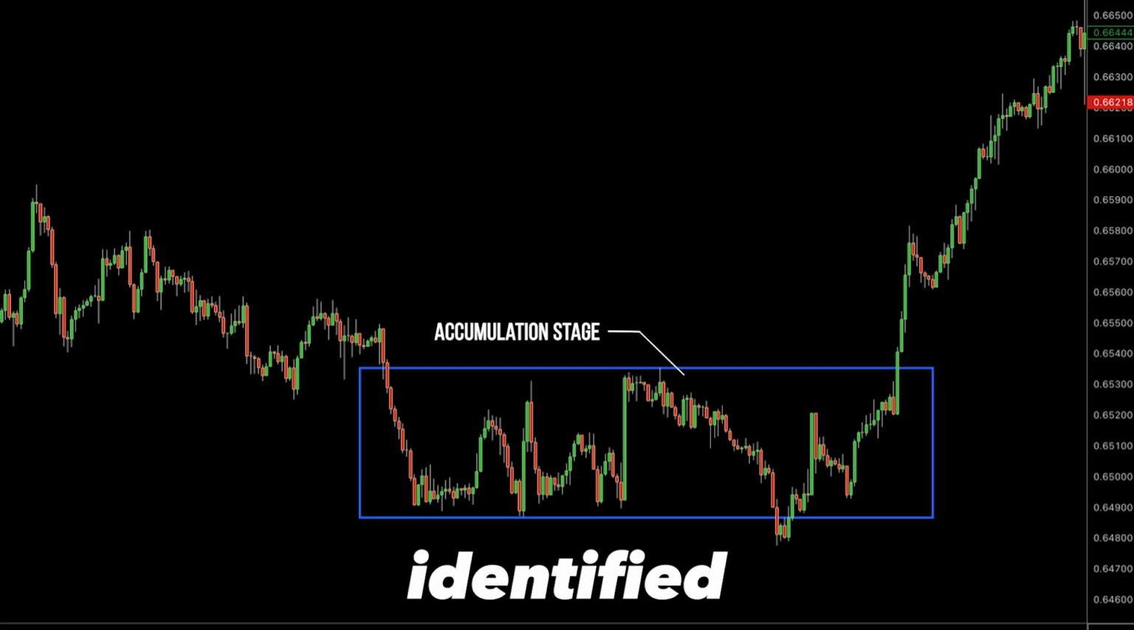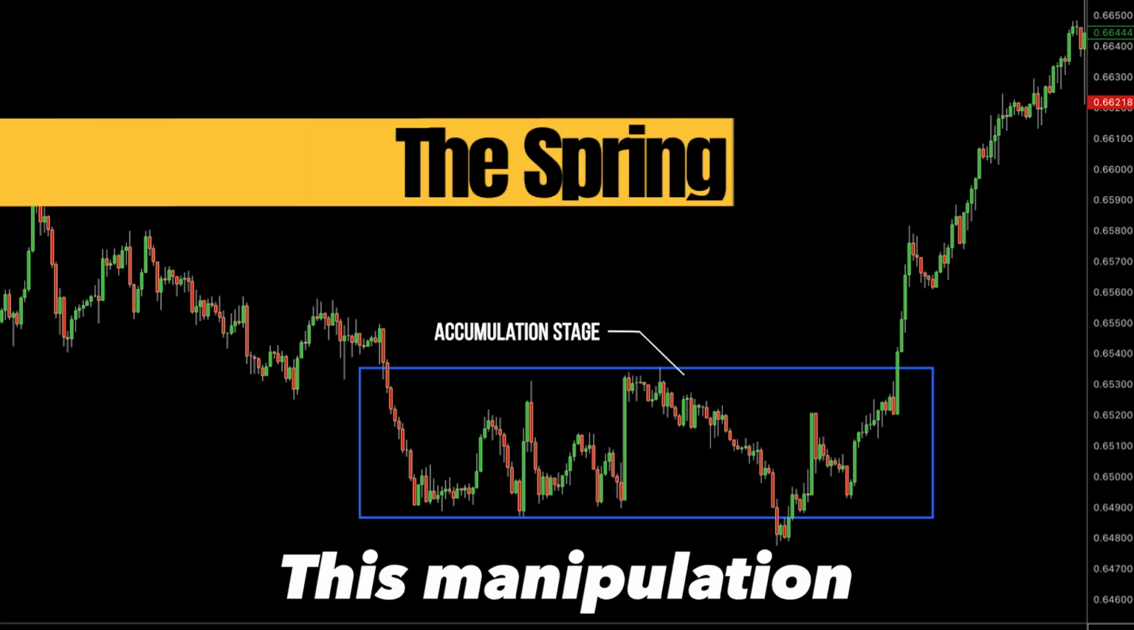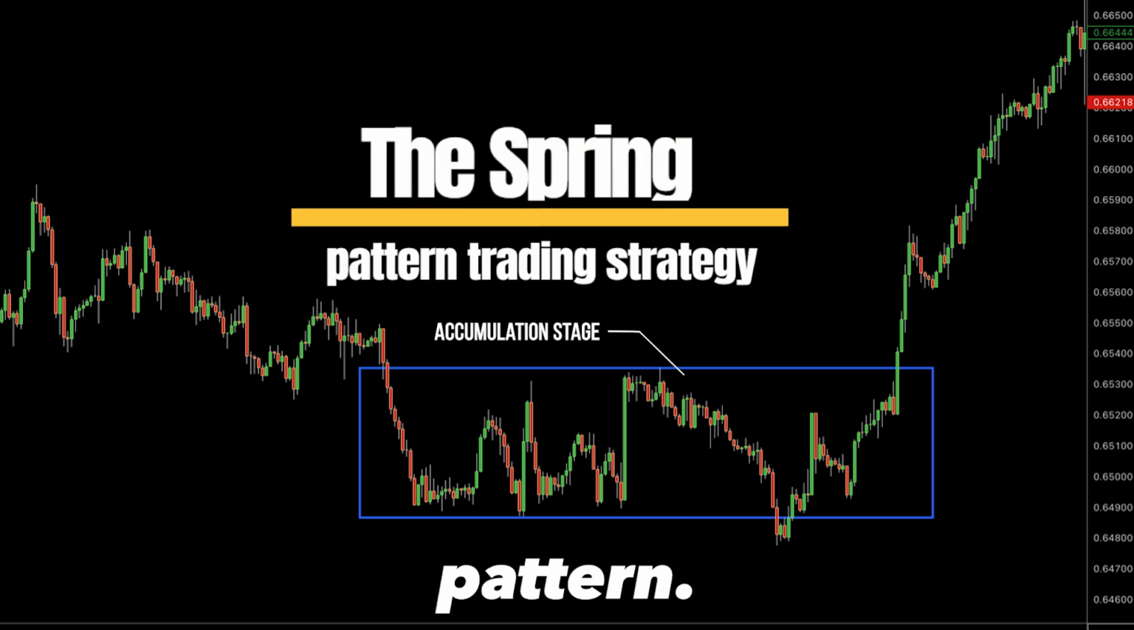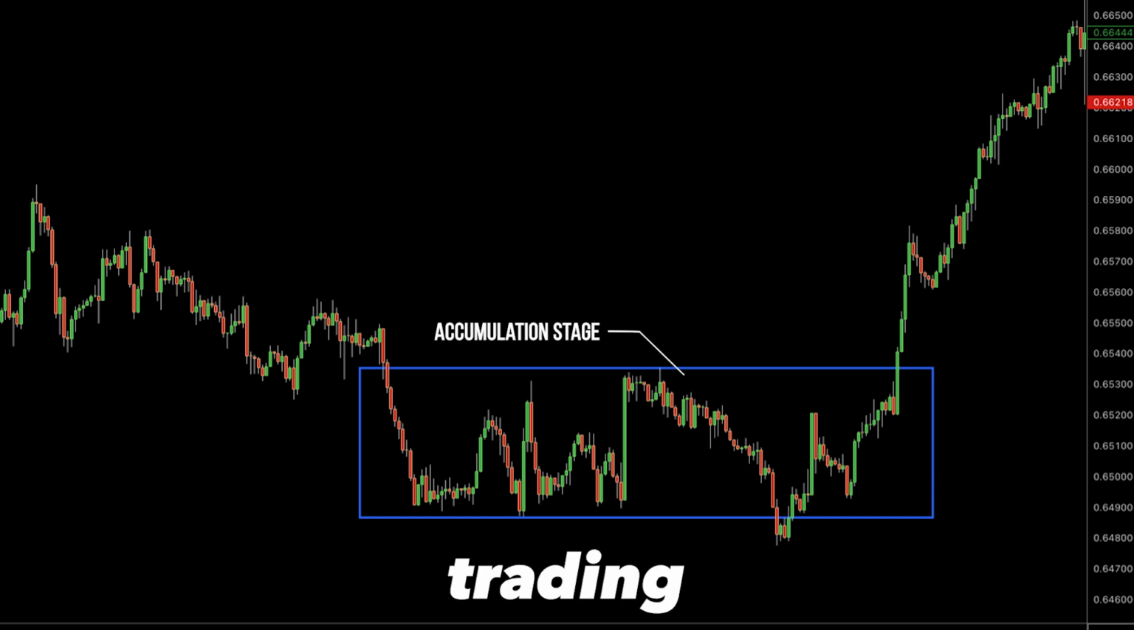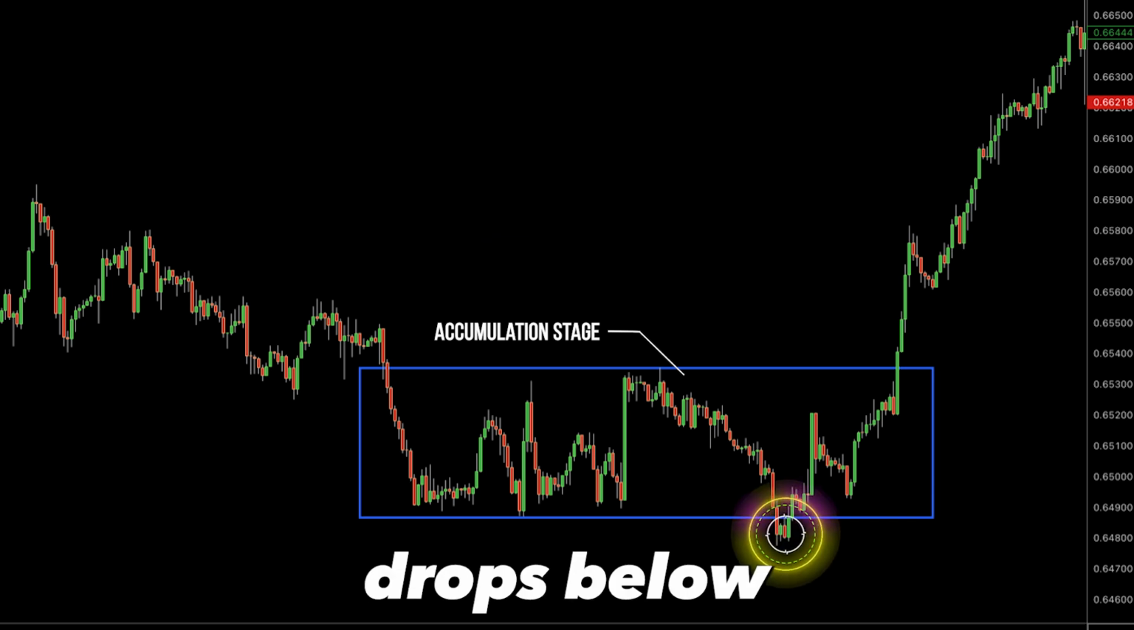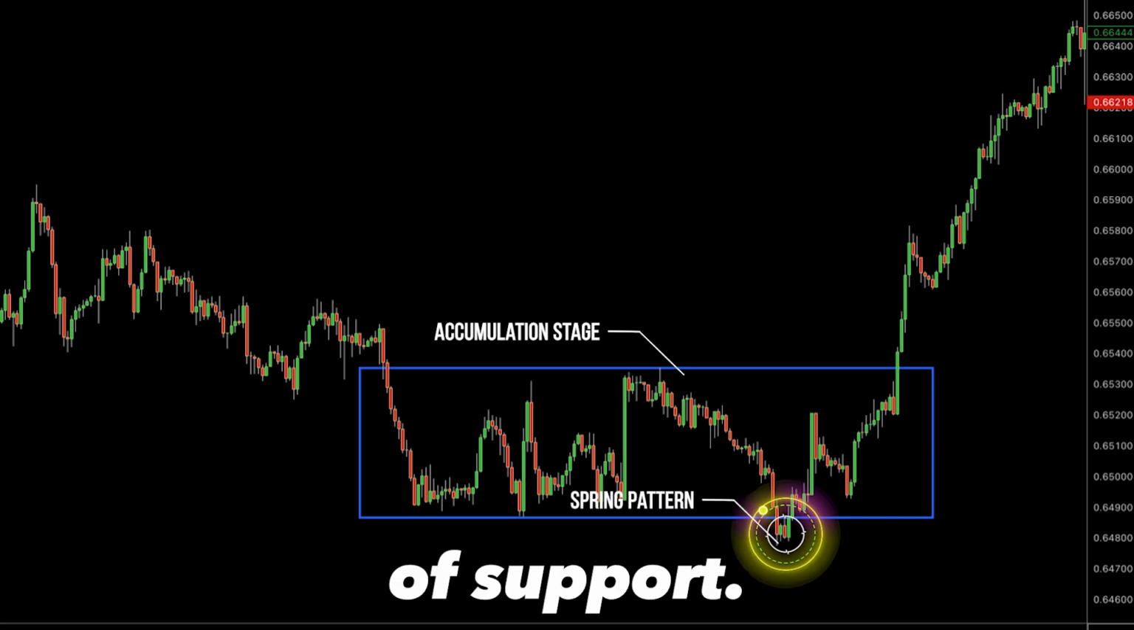One of the strategies identified by Richard Wyckoff is that the market undergoes clear manipulation during the accumulation phase, before reversing and experiencing a strong upward movement. This manipulation is referred to as the spring pattern. A spring in trading occurs when the price sharply drops below a certain level of support, tricking sellers into believing a new downtrend is starting.